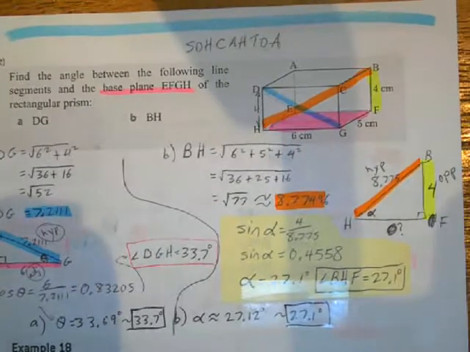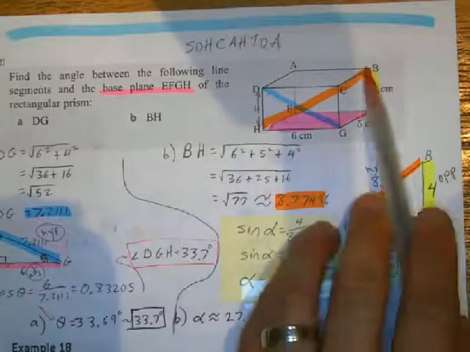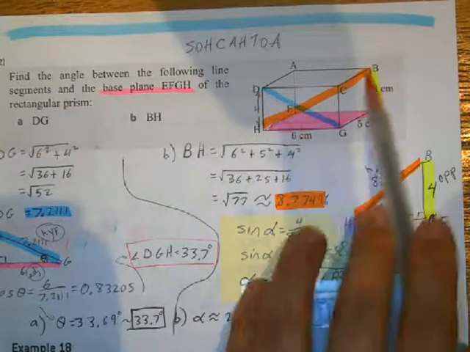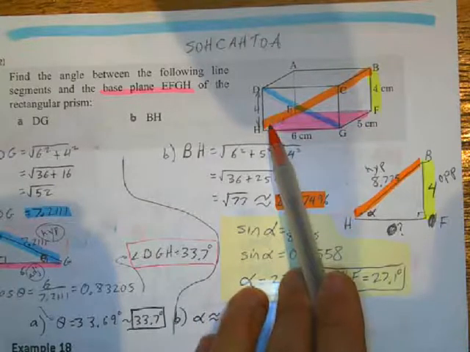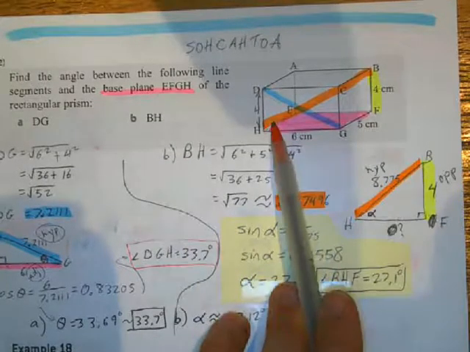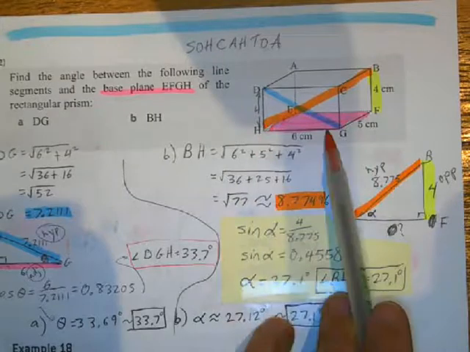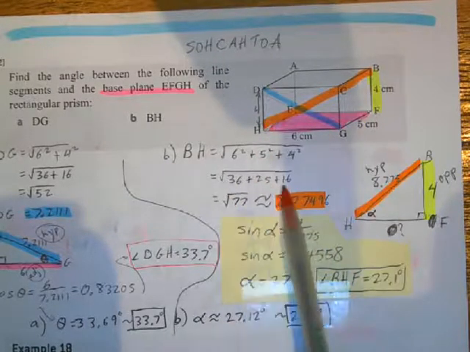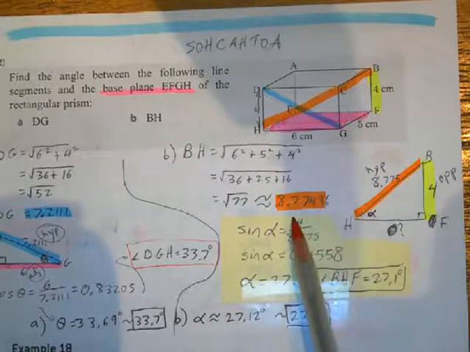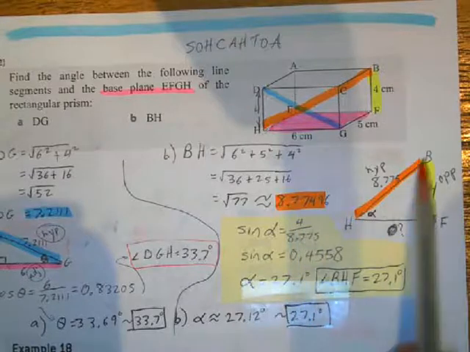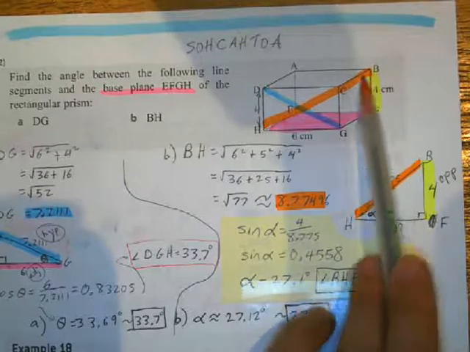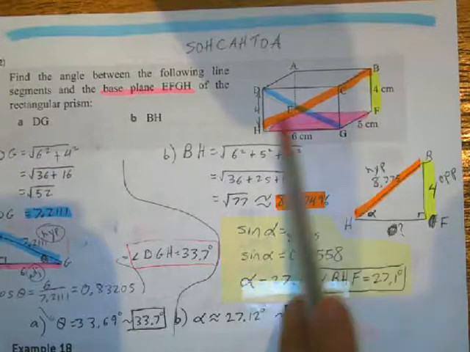Okay, next I want to find the angle between BH and the base here. So this cuts the box diagonally. So I need the length of BH, and since it's in 3 dimensions, from one corner to the other corner, I have to do 6 squared plus 5 squared plus 4 squared, which gives me 77. Square root of that, the length of the orange line is 8.775. Okay, now I'm trying to make a right triangle, and I've got BHF is my right triangle.